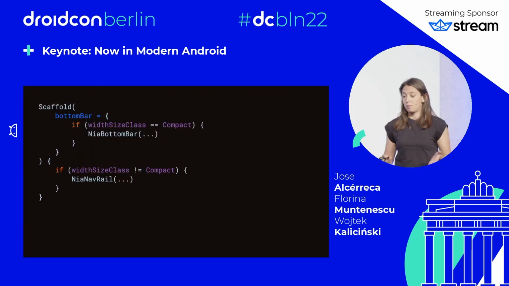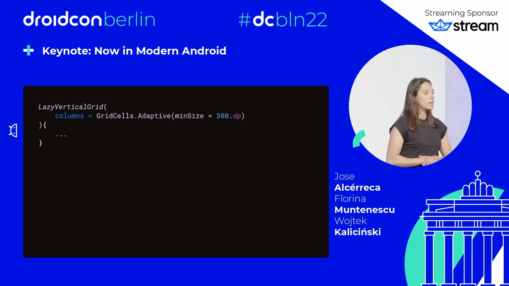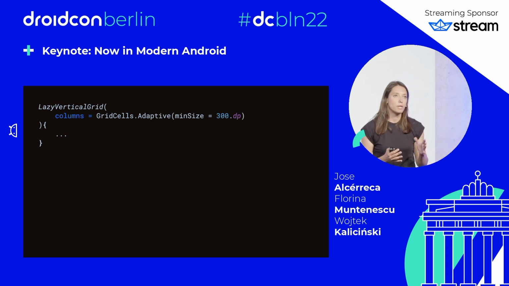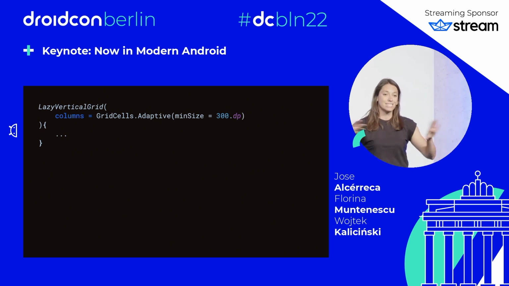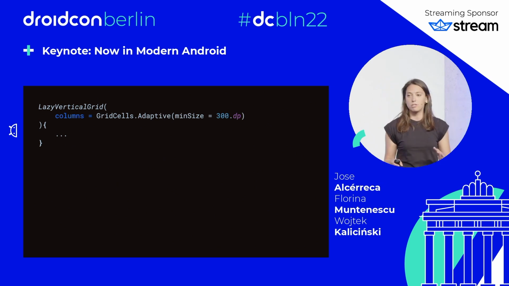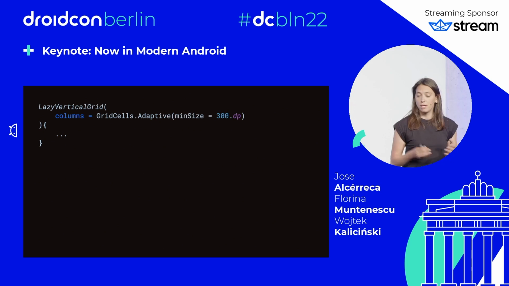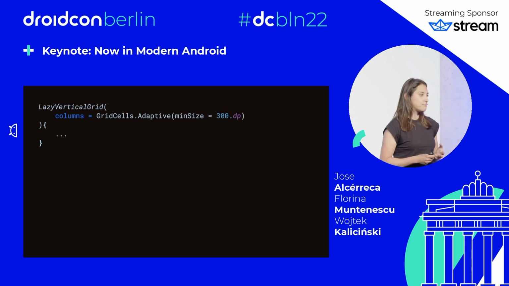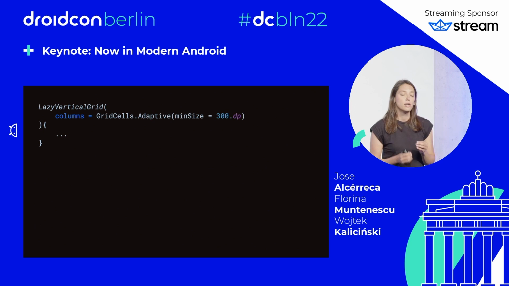So to implement this, you just use an if statement and use the composable that suits your needs. It's also much easier to build components that adapt to the available space, not just to the screen size. So for example, you can change the number of columns that are displayed in a vertical grid. Compose just makes it so much easier to adapt your UI using the Kotlin control flow.